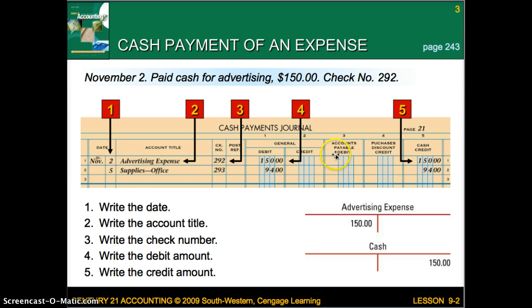Did it say accounts payable? No. Did it say purchases discount? No. Then it must be a general, and if we've credited our cash here, then it must be a debit here. The other way we know this is a debit is because we always know that expenses are debited.